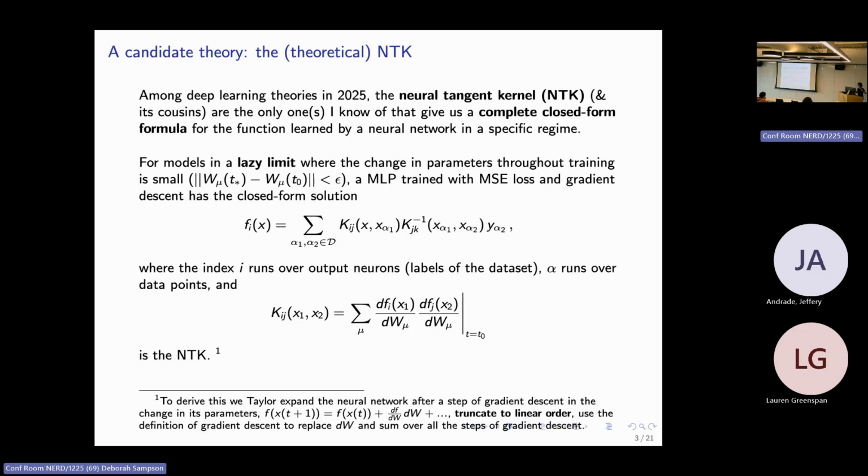Okay, hopefully this will stay on. The way we derive it is we Taylor expand a neural network after a step of gradient descent in the change in its parameters, and then using this lazy assumption, we truncate to linear order. We can then use the definition of gradient descent to replace dW, and at this order it's possible to sum over all the steps of gradient descent. So it's a very naive thing to do.